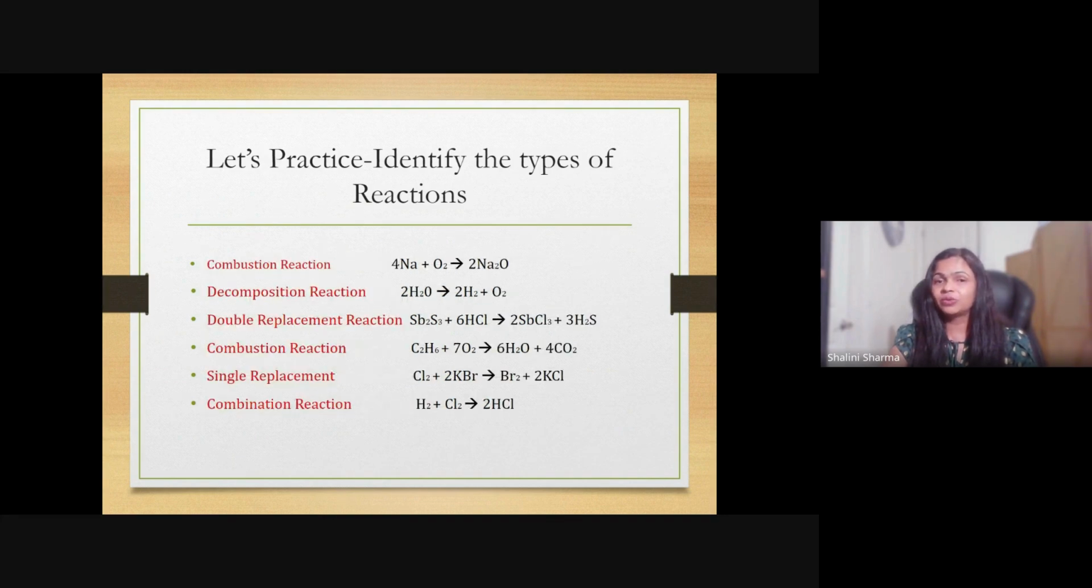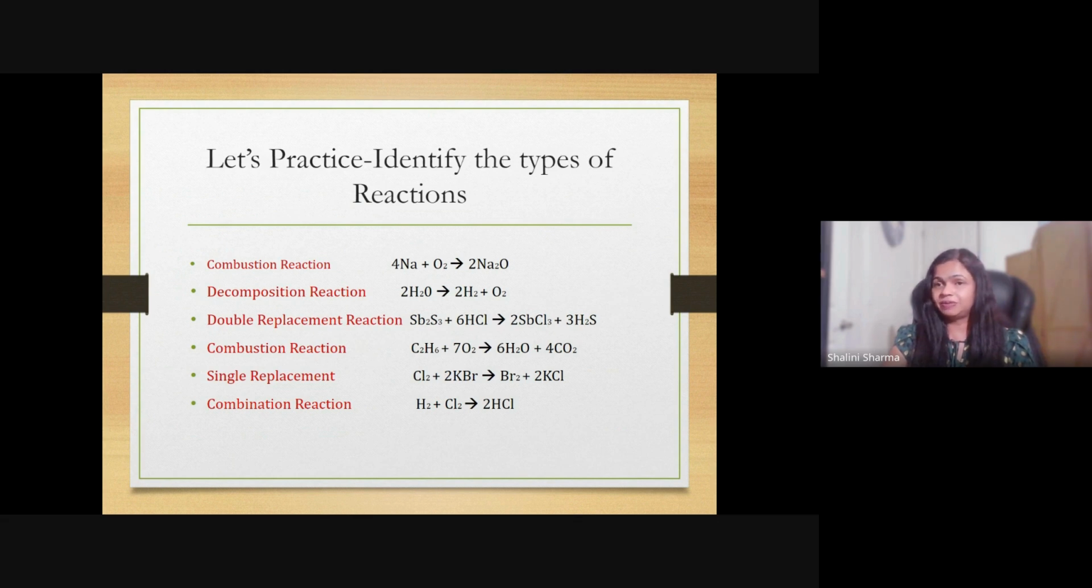The first one: sodium combines with oxygen, forming sodium oxide. One of the reactants is oxygen. Remember, I told you if one of the reactants is oxygen, it's an example of a combustion reaction. The second one: water breaks down into hydrogen and oxygen. I told you breaking down is decomposition. So any compound breaking down into its simpler forms is a decomposition reaction. So that's decomposition.